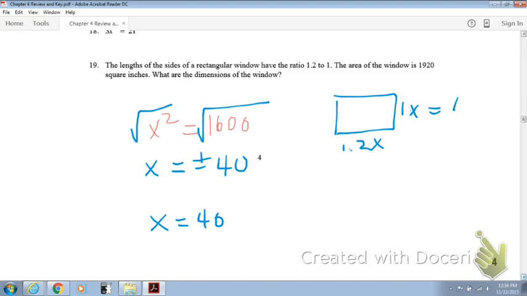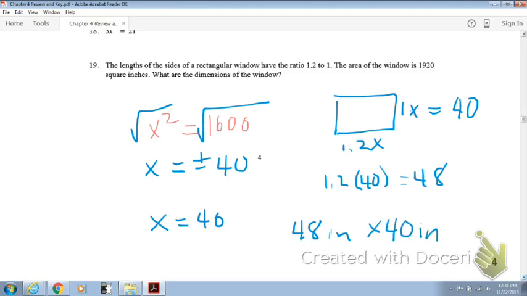Well, 1 times 40 is just going to be 40, so that's going to be the width. And then 1.2 times 40 is going to be 48. So the dimensions are 48 inches by 40 inches. That's the dimensions of our window.